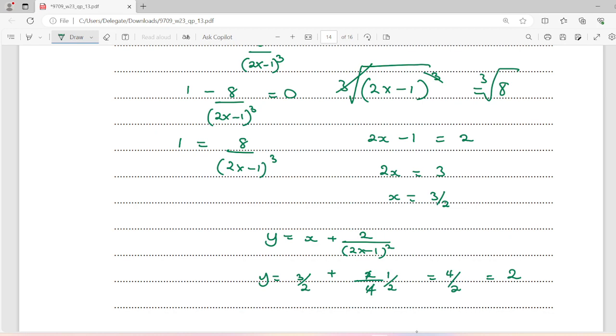Then the next one, which is most likely our last question, wants us to find the area of the shaded region.